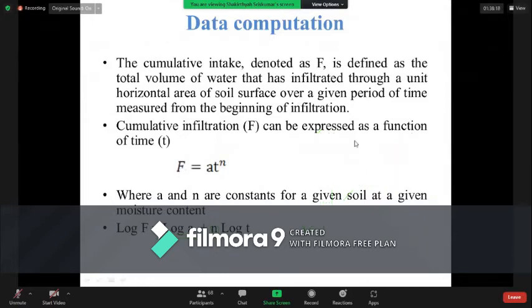Once you develop an equation for a particular soil type with its moisture content, you can use it anywhere. So this is the use of this data computation. No need to worry much about these equations, just for your knowledge.